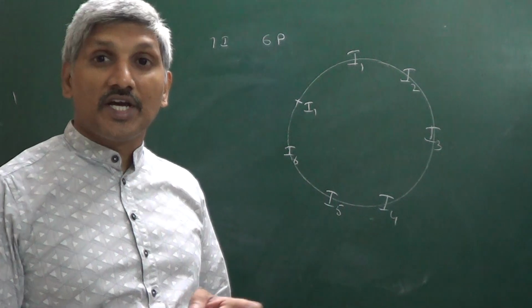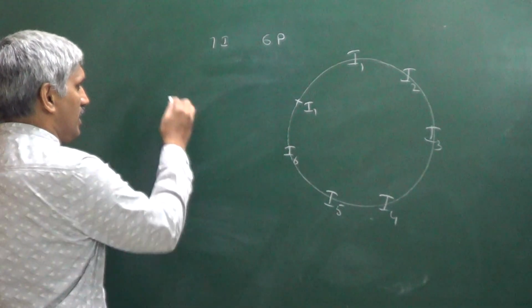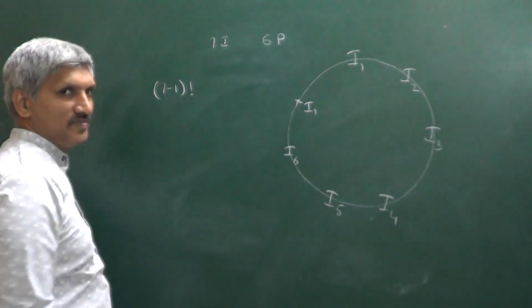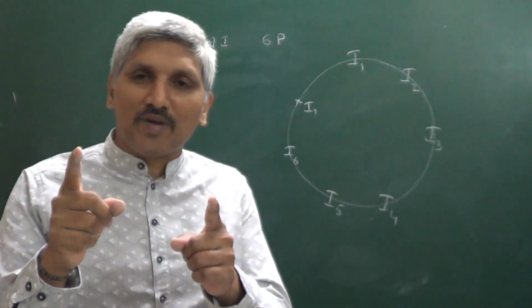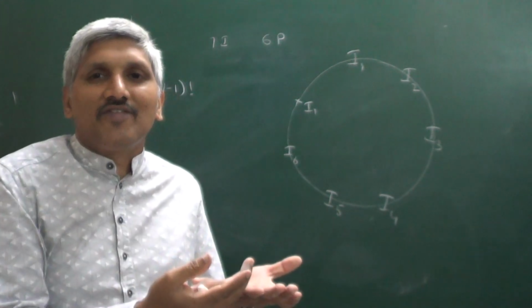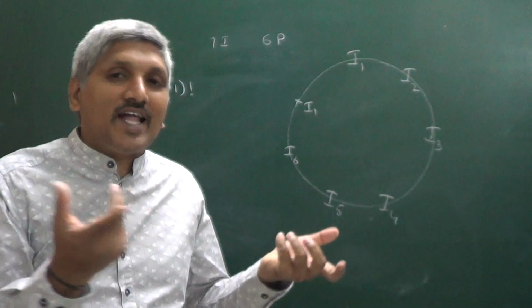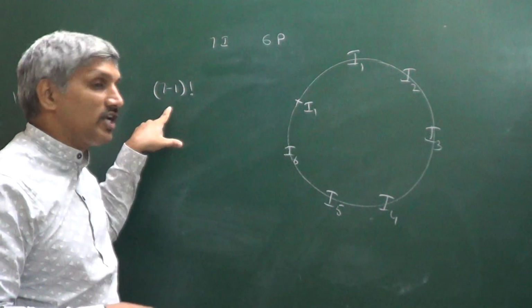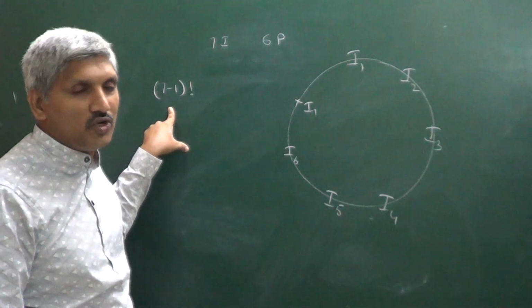7 Indians can be arranged in a circular way in how many ways? 7 minus 1 factorial ways. Once the circular permutation arrangement is done, whatever we do next is just like a line only. So that's why 7 Indians are arranged in a circular way in 7 minus 1 factorial.